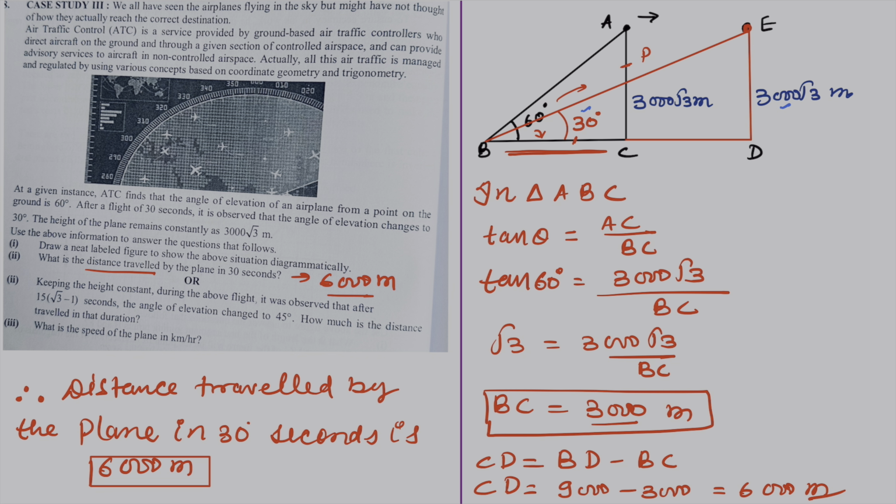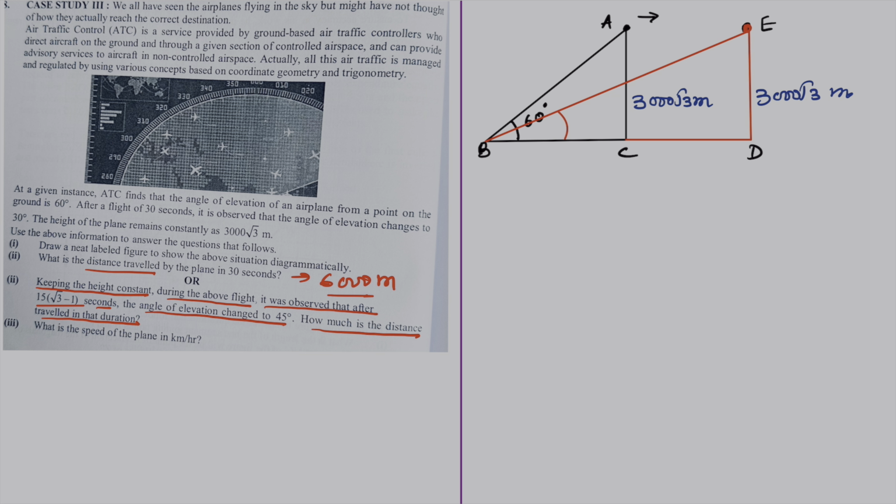Okay, now the second part is asking: keeping the height constant during the above flight, it was observed that after 15 into root 3 minus 1 seconds, the angle of elevation changes to 45 degrees. How much is the distance traveled in that duration? Now we are going to use the same figure we have used in the previous part, but the difference will be that the angle of elevation has changed from 60 degrees to 45 degrees. So instead of 30 we write here 45 degrees, and all the other things will be as they are, because the plane is flying at the same height.